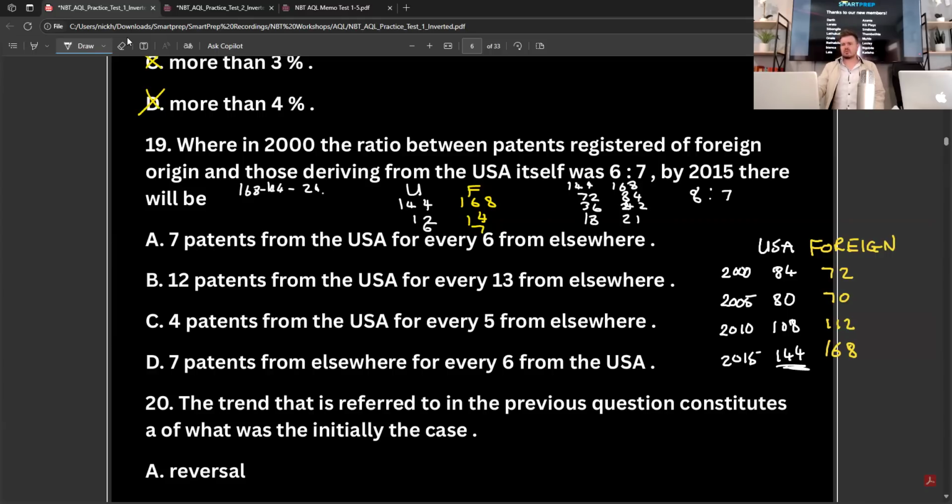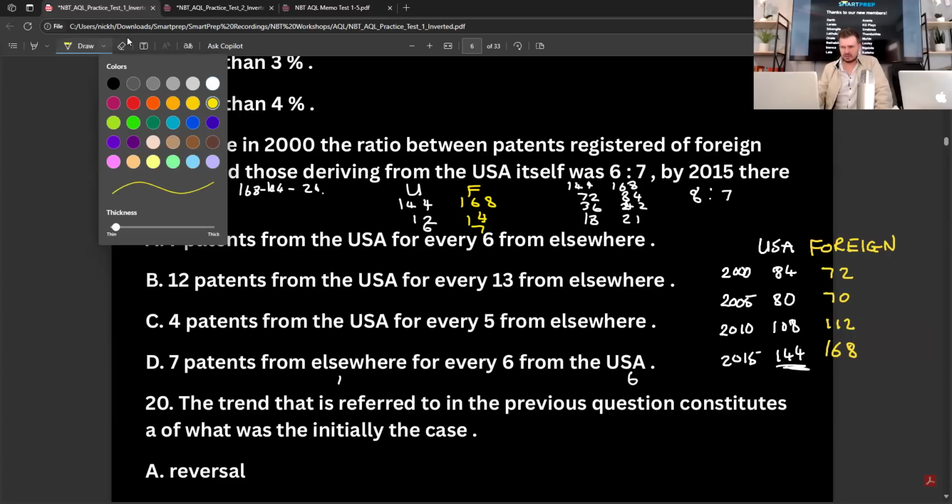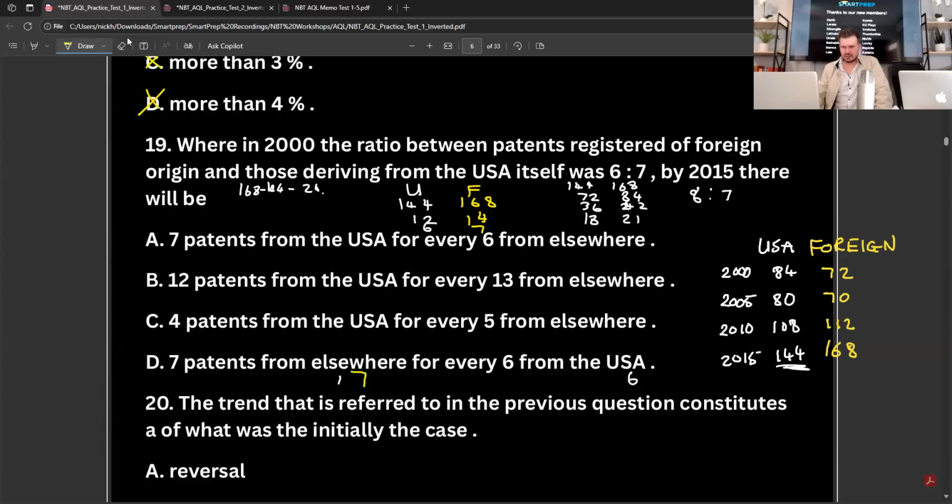So that would be the longest way, but for those of you who are doing Maths Lit, remember, you're not allowed to use calculators. So this would be the long way, but you still get to the same answer. USA to foreign is 6 to 7, right? Which means it's not 7 USA to 6 foreign, it's 7 foreign to 6 USA. So we see the USA in white was 6, and the foreign in red was 7. So that's correct, and we know the answer is D.